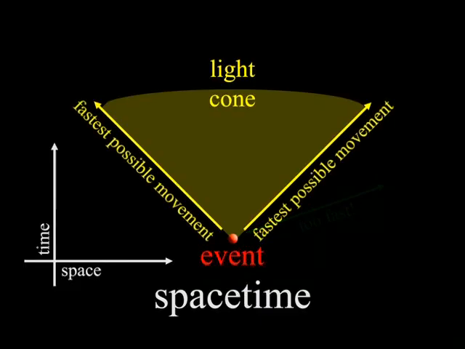Everything you're allowed to do moves up in that diagram. It eats up more time than space, if you like. So that is the fundamental rule in special relativity. Newton's rule is you have to move forward in time. Einstein's rule is you have to move slower than the speed of light.